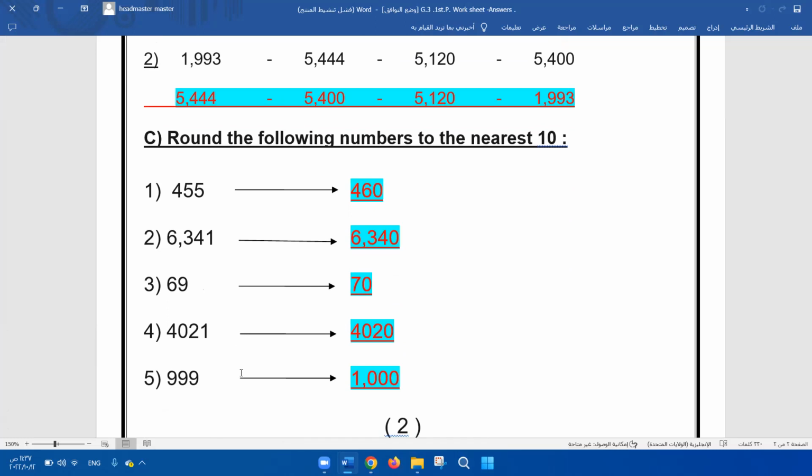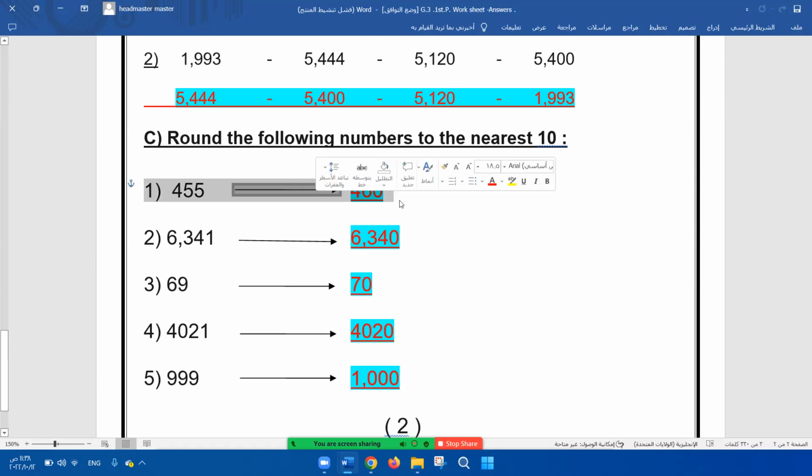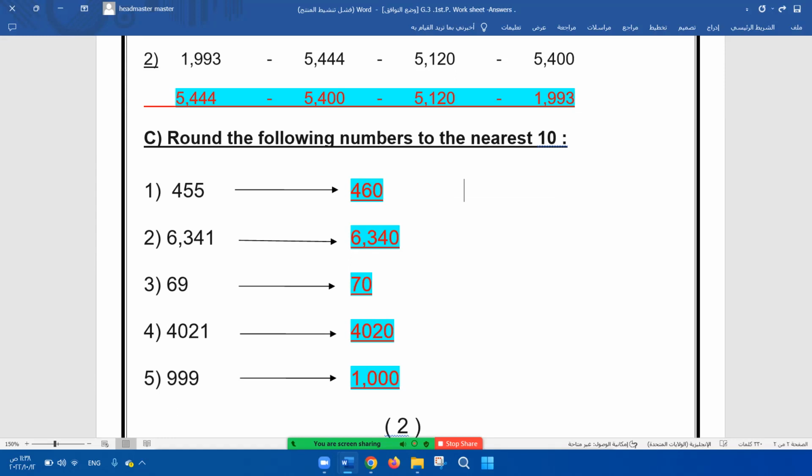The first number, you can see it, 455. How can we round it to the nearest 10? Look, we have to look at the digit in the tens place. Which digit is in the tens place? Yes, it's 5. Right. What shall we do? We cancel the digit in the ones place and put 0. And the digit in the tens place, which is 5 here, you know, it's a rich digit. We learned it before. We have rich digits and poor digits.